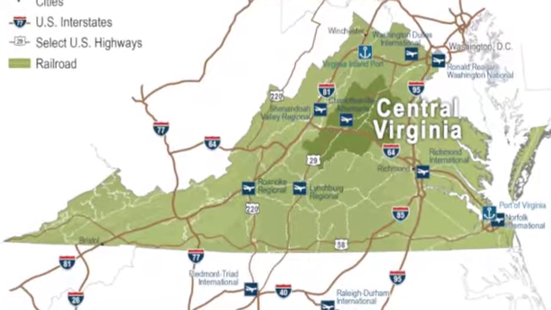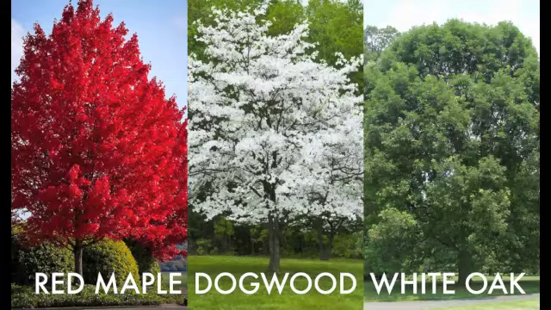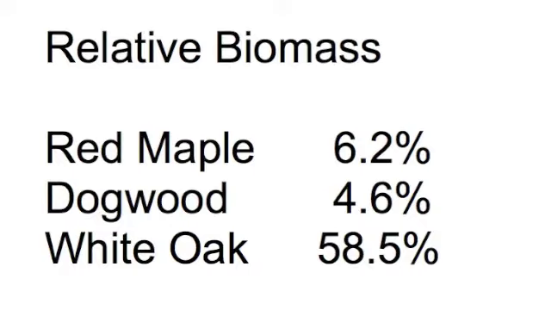In the composition of trees in a forest community in central Virginia, red maple and dogwood are dominant in terms of relative abundance. White oak is dominant in terms of relative biomass. In terms of relative abundance, red maple makes up 33%, dogwood makes up 26.4%, while white oak makes 8.8%. In terms of relative biomass, red maple makes up only 6.2%, dogwood only 4.6%, while white oak makes up 58.5%.